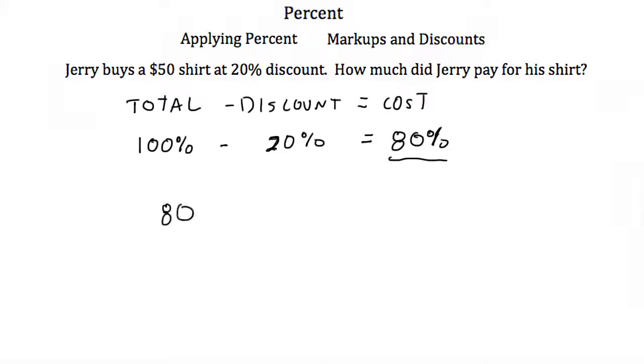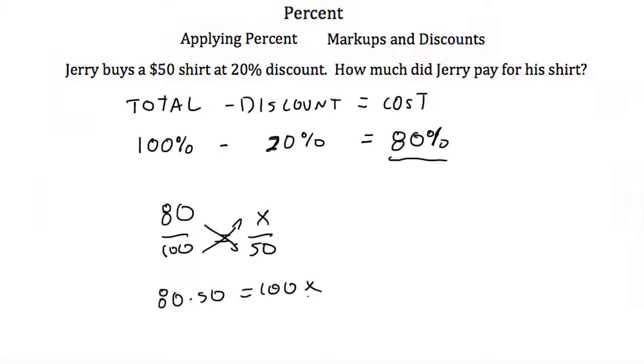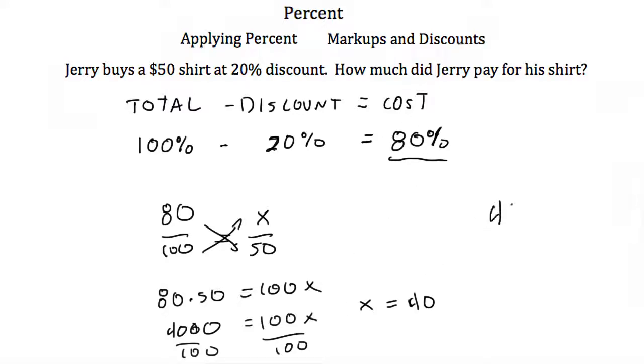Well, 80 over 100 has to be in the same proportion as some number over 50. So again, we cross multiply, and we'll get 80 times 50 is equal to 100x. 80 times 50 is 4,000, which is equal to 100x. And if we divide by 100 on both sides, we're going to get x is equal to 40. So again, Jerry's cost is $40.